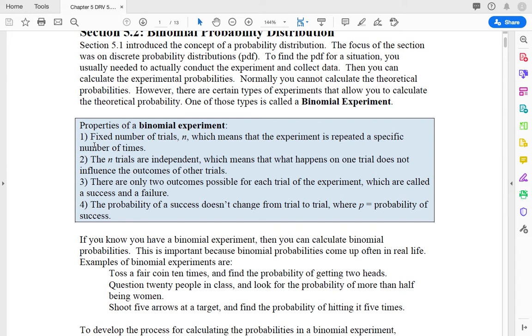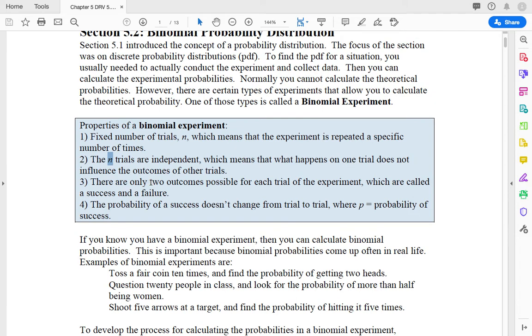These four conditions are known as Bernoulli trials, and the first condition says you have to have a fixed number of trials, which is always n. Use lowercase n for that. And that just tells you you're going to do something. In my example, I said 12 times. The n trials have to be independent, meaning that the outcome of one does not affect the outcome of the other. And number three, there are only two possible outcomes for each trial, meaning you could get either heads or tails.